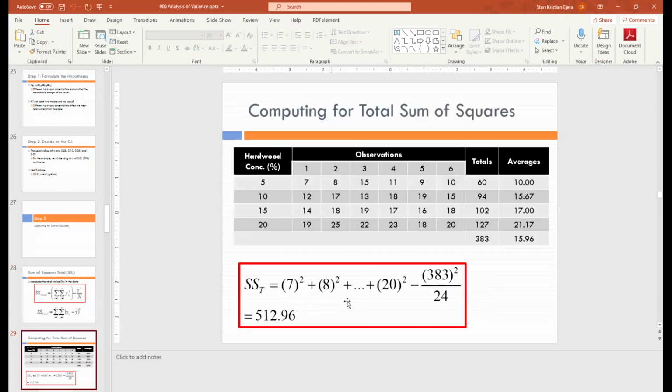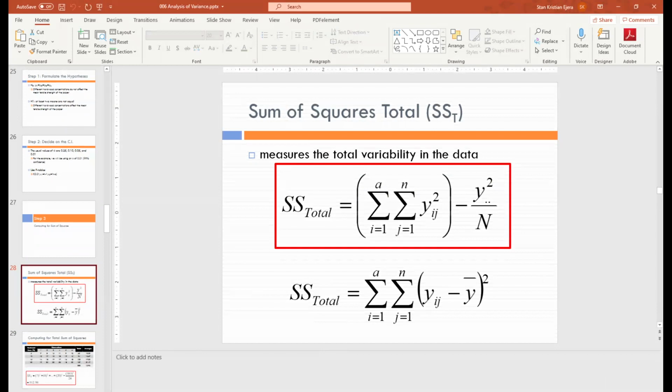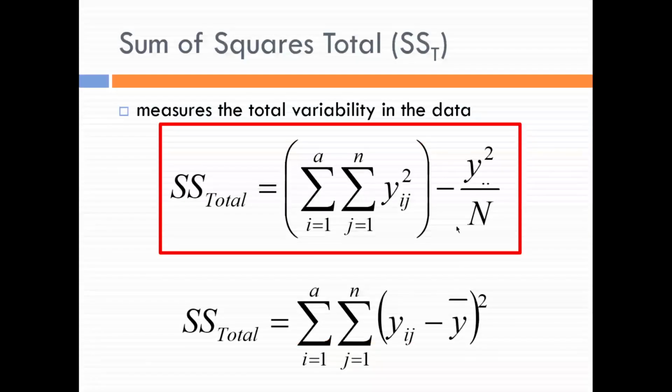So if you look at the formula, you can do it in 2 ways. This is the simplest way to execute in Excel, wherein we take the sum of squares of all the individual observations squared, minus this value, which is the grand total squared divided by n. Okay? Because this value is used a lot, we call it the correction factor.